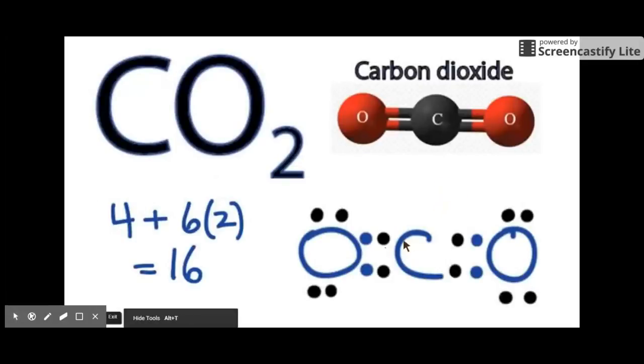So here is what all that looked like. Here's CO2, there's my added electrons, this is what our molecule looked like, and this is actually what it looks like right there.